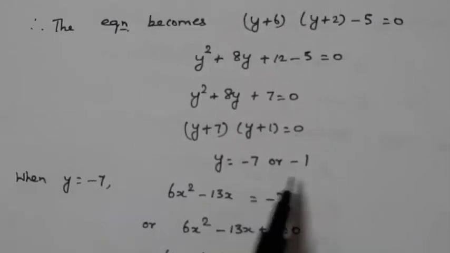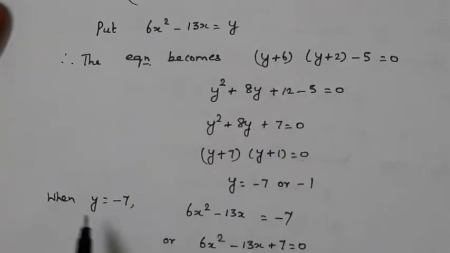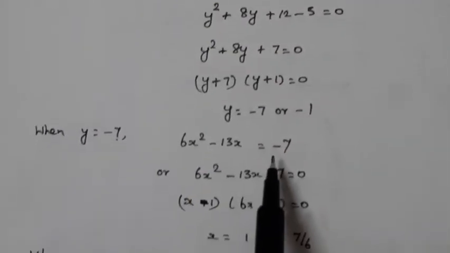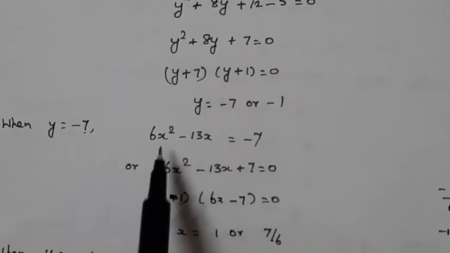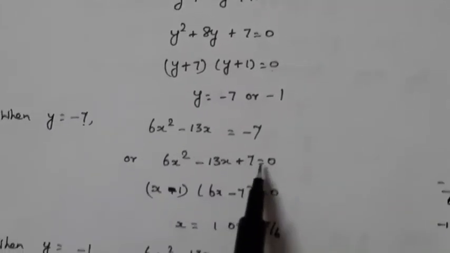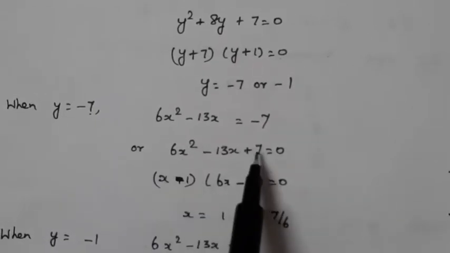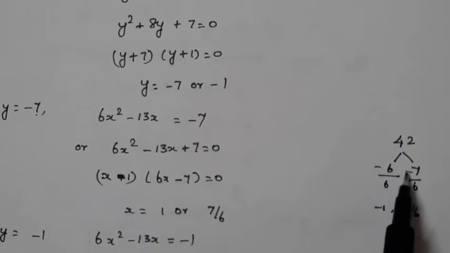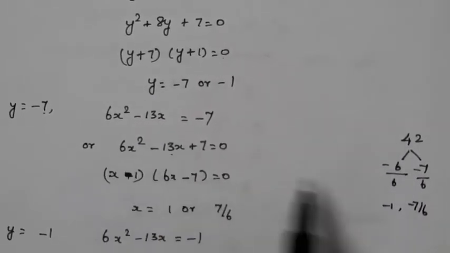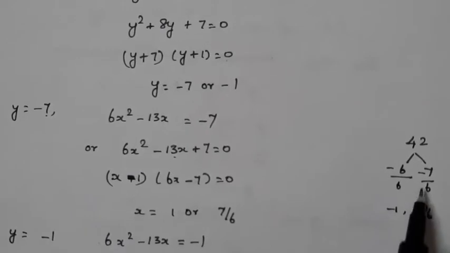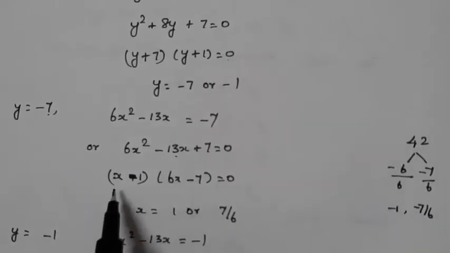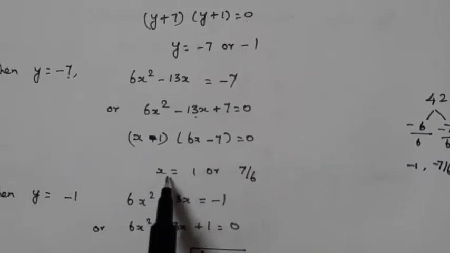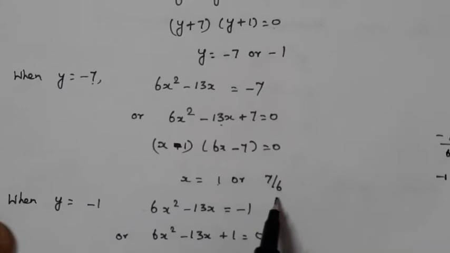Now, let us equate each value to this quadratic, okay. So, when y is equal to minus 7, 6x squared minus 13x is equal to minus 7. Then this will become 6x squared minus 13x plus 7 is equal to 0. Now, 6 into 7, that is 42. For 42, you can use the same factors 6 and 7, because 6 plus 7 is 13, and then dividing by 6, we have minus 1 and minus 7 by 6. So, what are the factors? x minus 1 into 6x minus 7 is equal to 0. So, what would be the value of x? x is equal to 1 or x is equal to 7 by 6, okay.